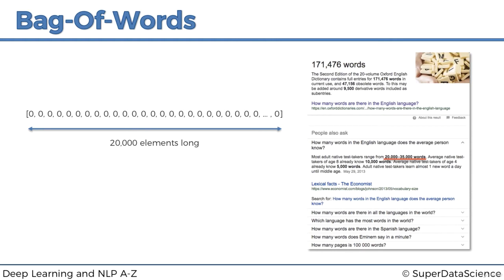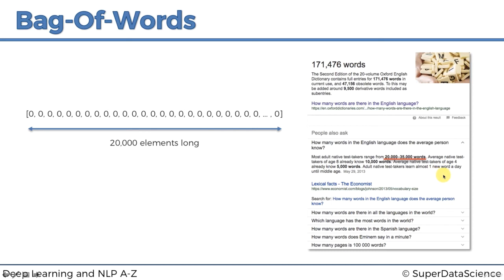So here's a quick search on Google. How many words in the English language? That's the search I took. I came up with 171,476 words. That's how many entries in the Oxford Dictionary, plus some obsolete words, plus derivative words, and so on. But also, you can see Google's giving a suggestion that most adult native test takers range from 20 to 35,000 words. Average native test takers of age 8 already know 10,000 words. Average native test takers of 4 already know 5,000 words. And adult native test takers learn almost whatever.